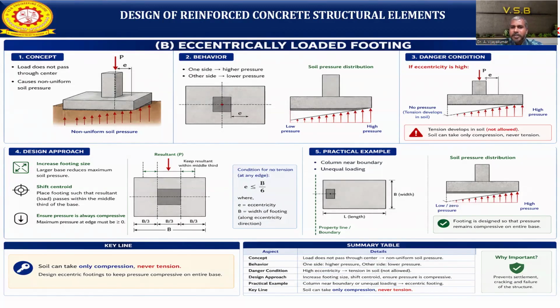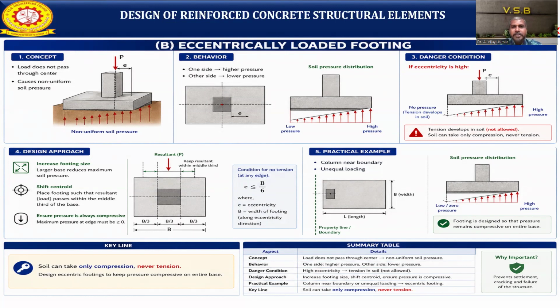So this is the soil pressure distribution diagram. Where there is E, there is high pressure, and the other side will have low pressure. If the pressure is high, the settlement will automatically happen initially. The tension developed in the soil will be an outer load. So soil takes only compression, never tension; otherwise failure will happen in the foundation.